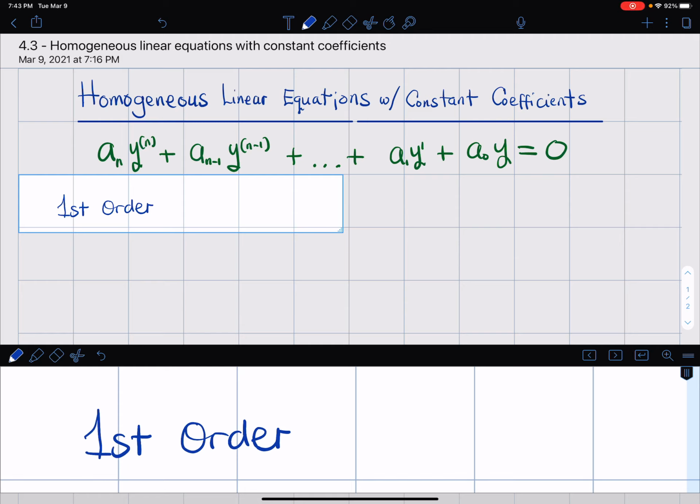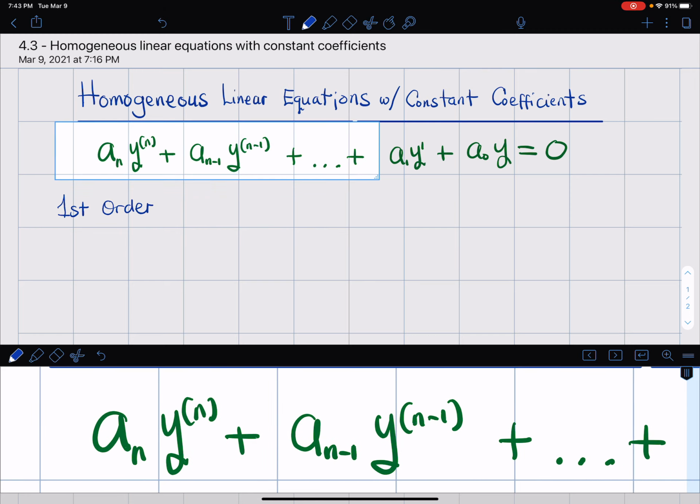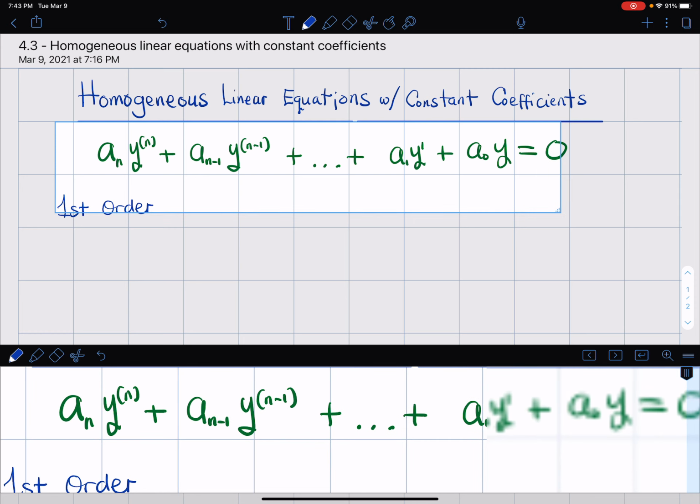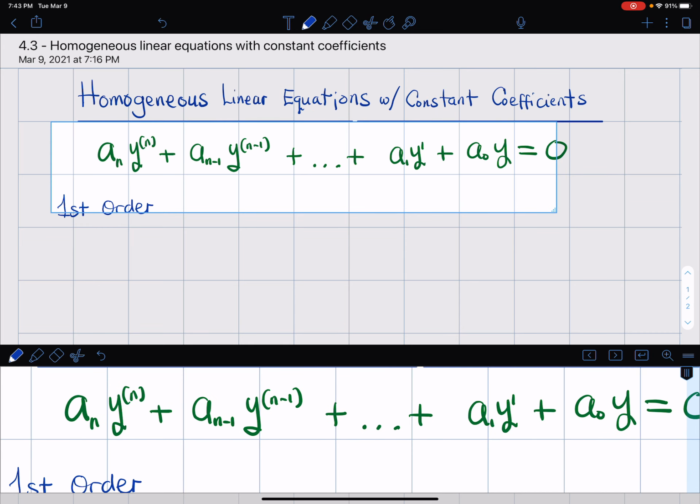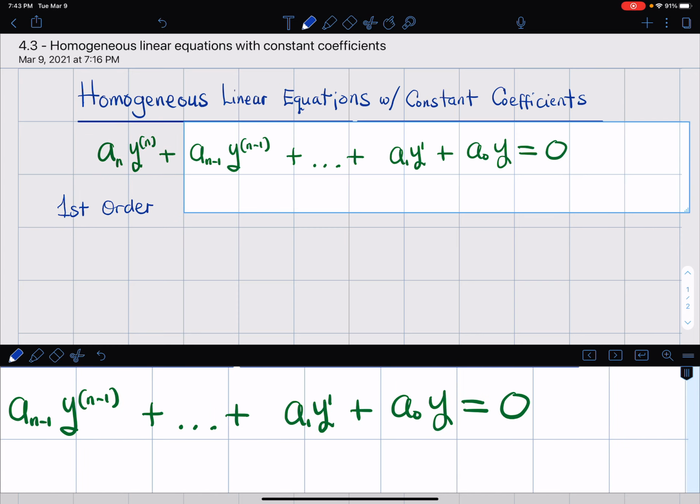Let's look at how to solve homogeneous linear equations with constant coefficients. So we know that this is the general form of a linear ODE. But in this case, the linear ODE has constant coefficients. That means a_n is just a constant, a_(n-1) is also a constant, all the way to a_0. And it's homogeneous because our g of x is now 0 right here.